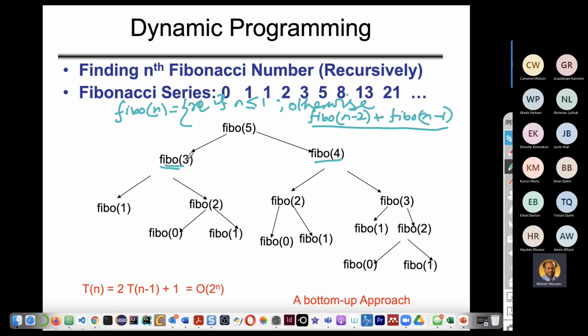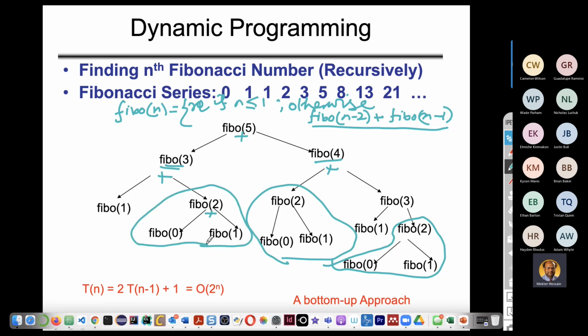And then Fibo of 3 equals Fibo of 1 plus Fibo of 2. You can give a plus sign over here, no problem. And then Fibo 2 equals Fibo 0 plus Fibo 1. And you see that here Fibo 4 equals Fibo 2 plus Fibo 3, and then Fibo 3 equals Fibo 1 plus Fibo 2. How many times are we calculating Fibo 2 over here? 1 time, 2 times, so 3 times.